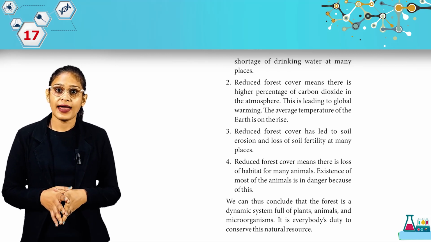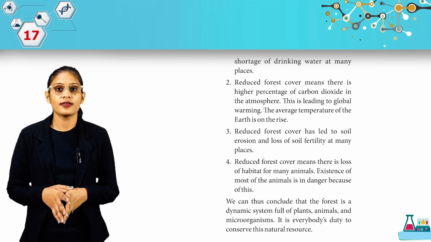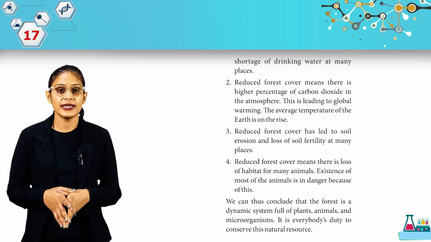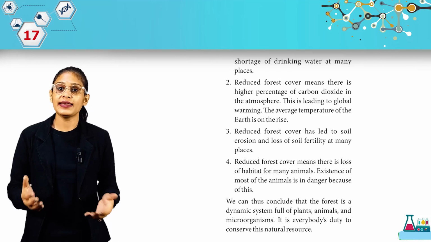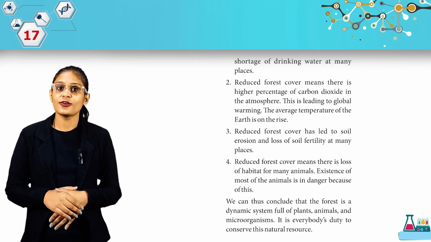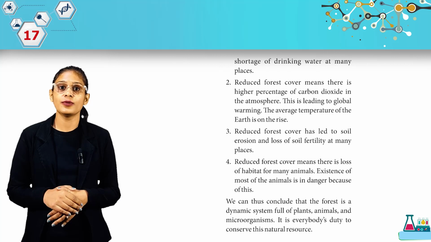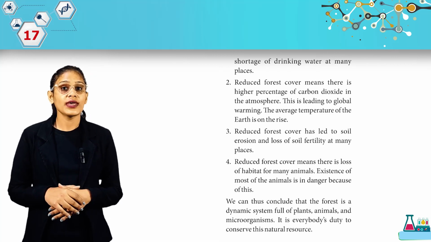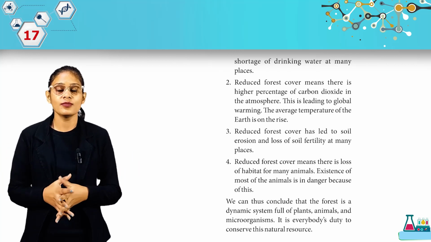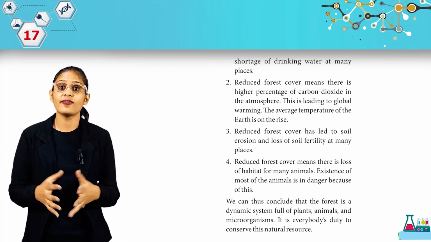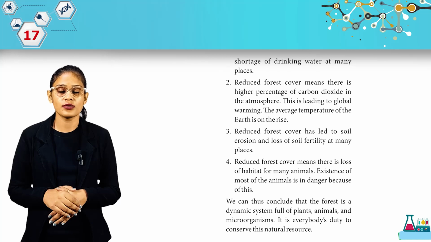Reduced forest cover has led to soil erosion and loss of soil fertility in many places. Reduced forest cover means there is a loss of habitat for many animals. Existence of most of the animals is in danger because of this. We can thus conclude that the forest is a dynamic system full of plants, animals and microorganisms. It is everybody's duty to conserve this natural resource.